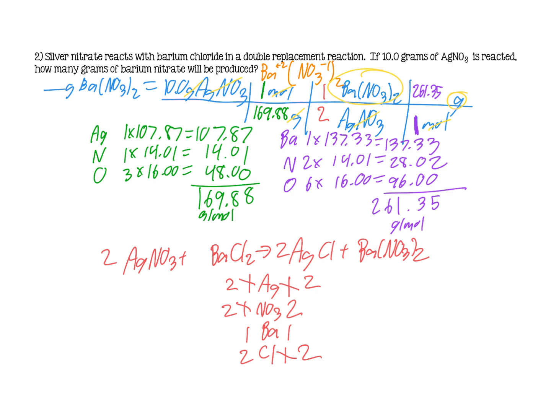10 times 261.35 divided by 169.88 divided by 2. This will give us 7.69 grams of barium nitrate.